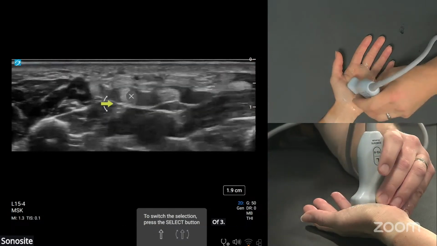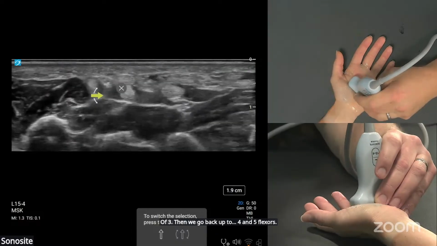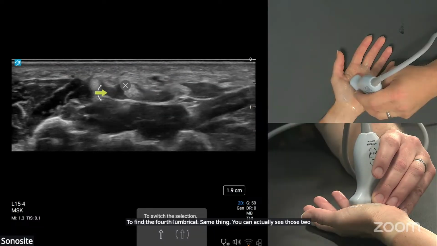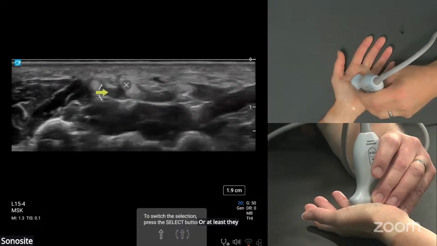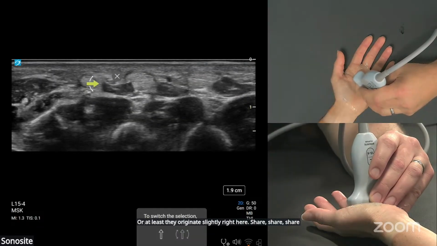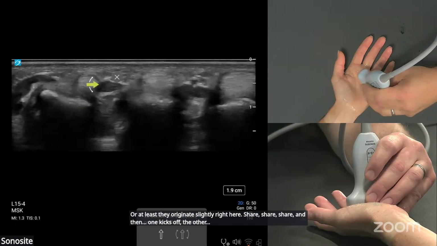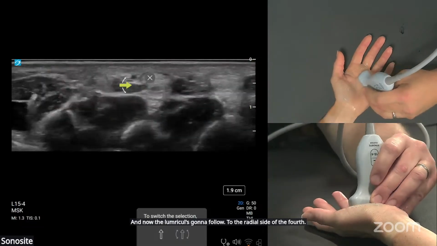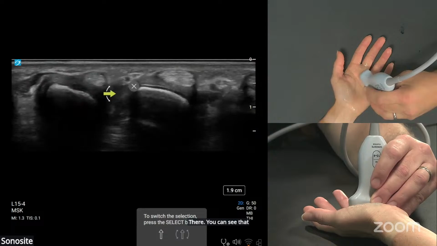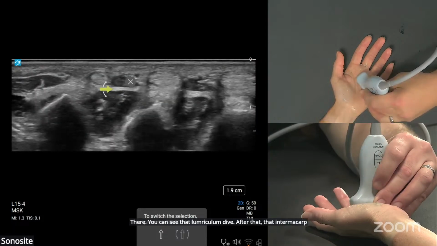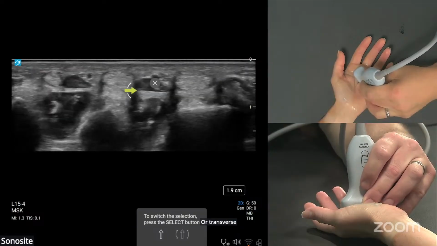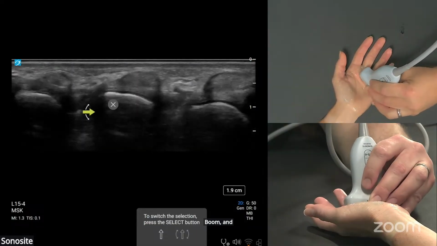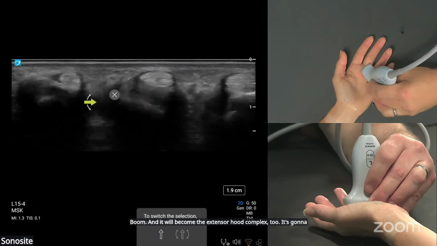Then we go back up to 4 and 5 flexors to find the fourth lumbrical. Same thing. You can actually see those two muscle bellies split right there, or at least they originate slightly right here. Share, share, share, and then one kicks off the other. And now the lumbrical is going to follow to the radial side of the fourth. There. You can see that lumbrical dive. After that intermetacarpal ligament that we talked about right here, or transverse metacarpal ligament, watch the lumbrical take a steep dive, boom, and it will become the extensor hood complex too. It's going to go up and contribute fibers to the extensor tendons.